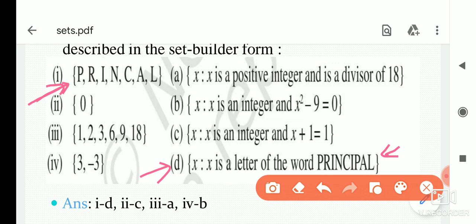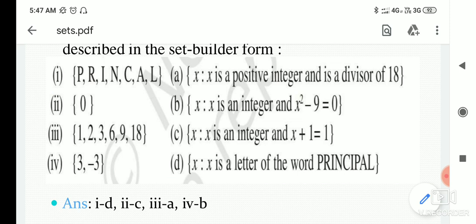Okay friends, so here you can see the letter I is not repeated. Here we have the letter I twice in the word principal. So you might remember that we have studied that in tabular form we generally don't repeat the elements of the set. Okay, now let's see the second example.